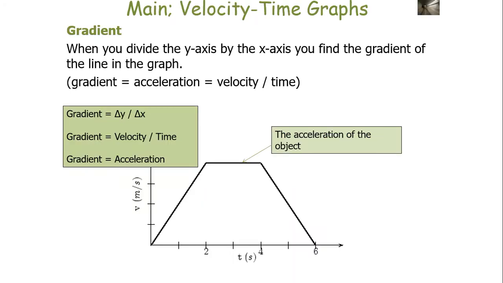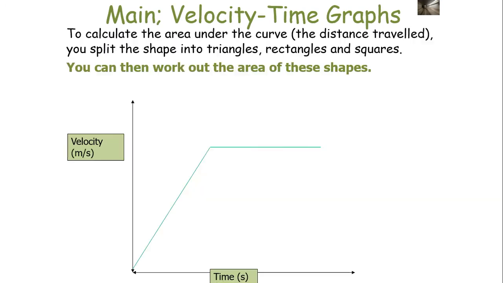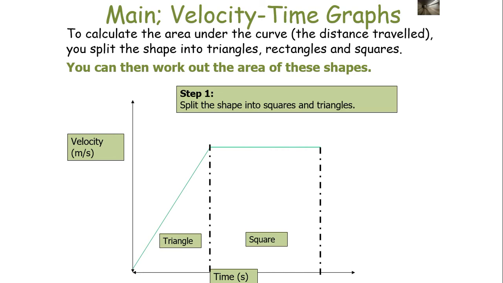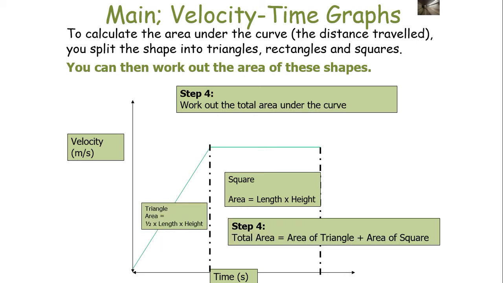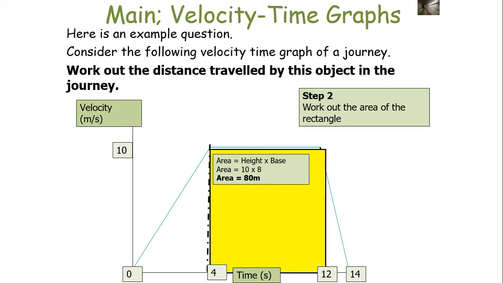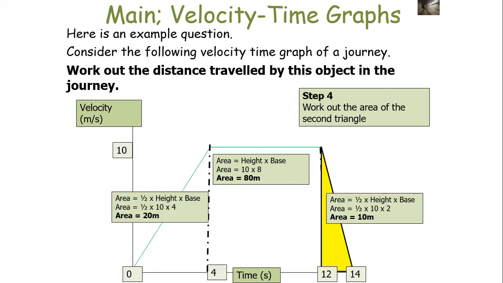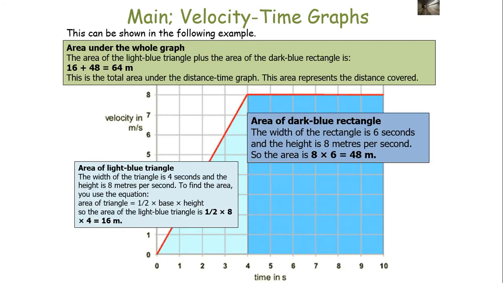Now like we said before, whilst the gradient is the acceleration, the area under a curve is the distance travelled by an object. So to work out the area under a curve, you split your area into different shapes, triangles, rectangles and squares. You work out the area of each shape, so a square is length times height, a triangle is a half times length times height. You then add all the values together, you get your total area. So in this instance, we break it up into different sections. We then work out the areas of the different parts as such. We then add them all together to get our total distance travelled, as shown in this example as well.